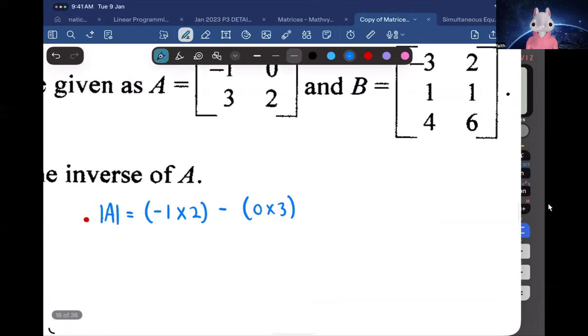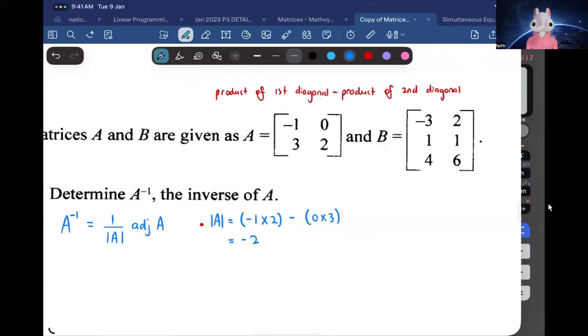So, -1 by 2 is -2, right? And 0 by 3 is 0. So that's just -2, right? All right, help me find the adjoint now. What would be the adjoint of AB?